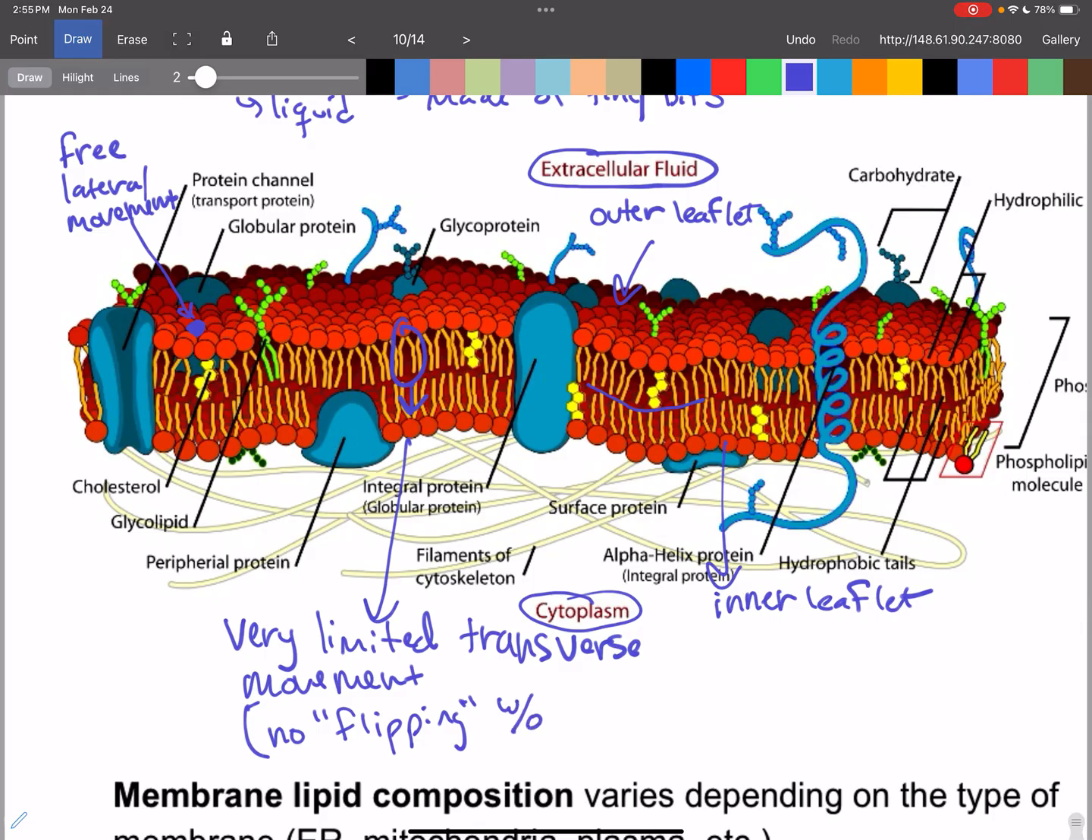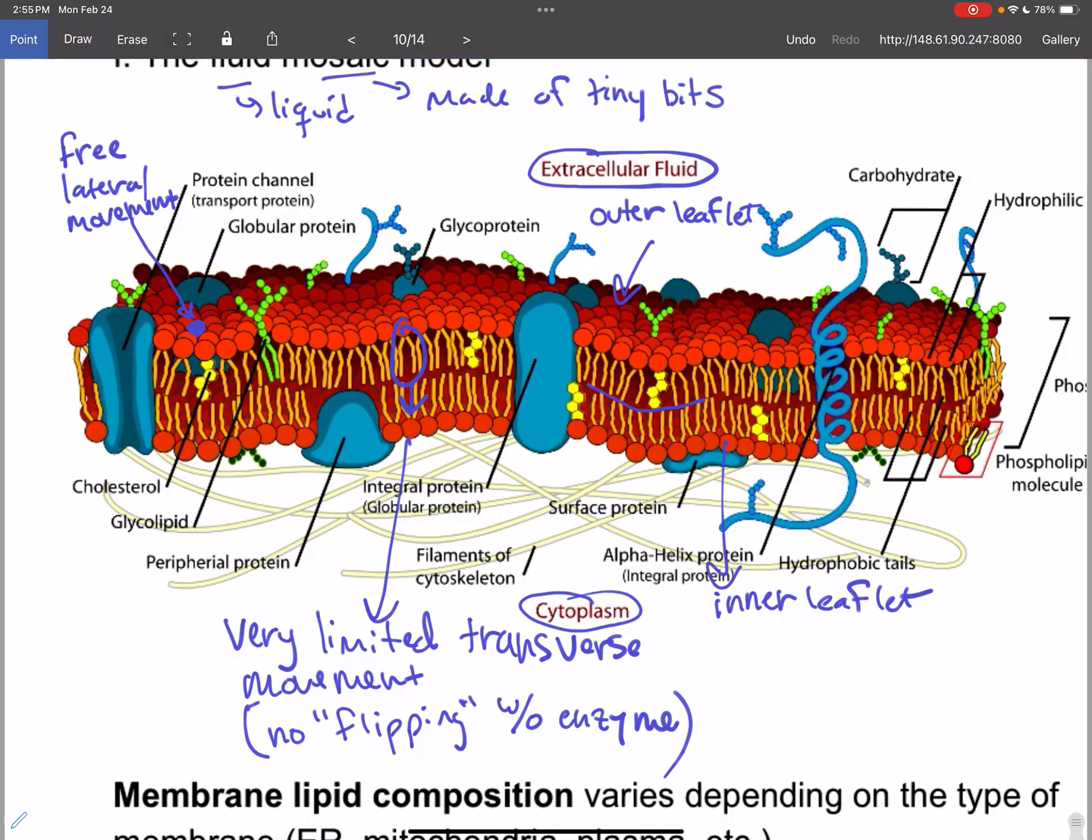However, if you have an enzyme, you can do it. There's a special enzyme that'll do this. So no flipping without that enzyme. And the reason for that is, again, remember, the nonpolar tails are in the interior and the head groups are very polar. So if you're trying to convince a polar head group to migrate through the nonpolar core, that's not going to be favorable and not really going to happen readily. But an enzyme can help that by sort of grabbing onto it and holding it through.